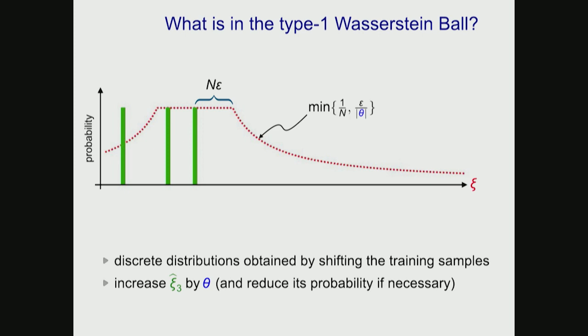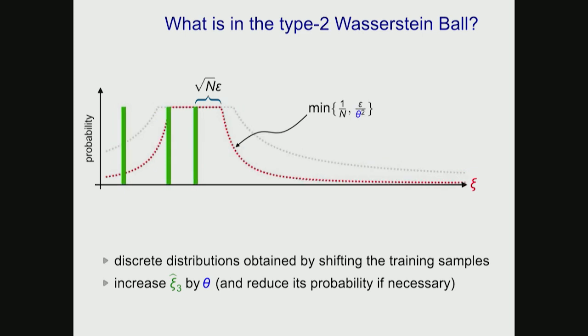Similar story applies. It contains many continuous and many discrete distributions, and it's again possible to move probabilities, to move training samples to infinity. In this case, however, if we move the 3rd training sample infinitely far to the right, then its probability needs to decay quadratically with the displacement theta, because in the type 2 Wasserstein distance, the transportation cost grows quadratically with the displacement.